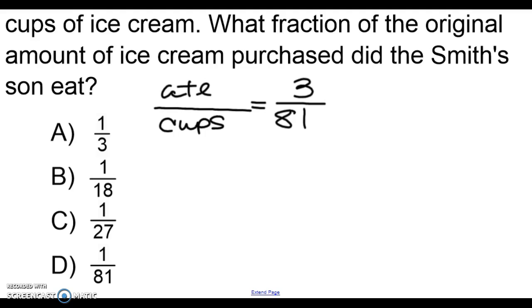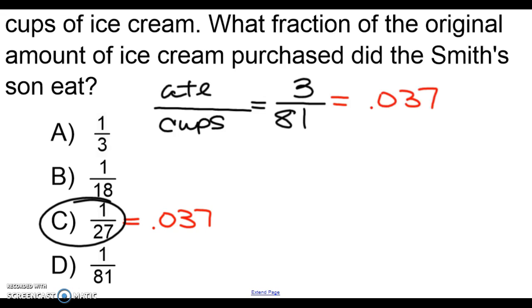Now you need to figure out which fraction is equivalent to 3 over 81. So I would plug 3 divided by 81 into my calculator. I get 0.037. The fraction that equals exactly what I got before is going to be 1 over 27.